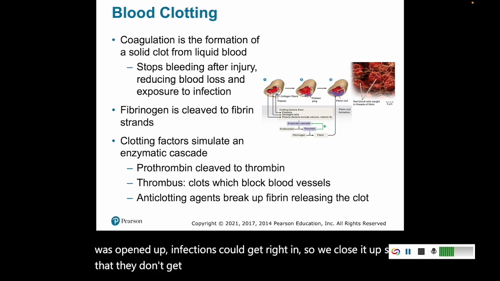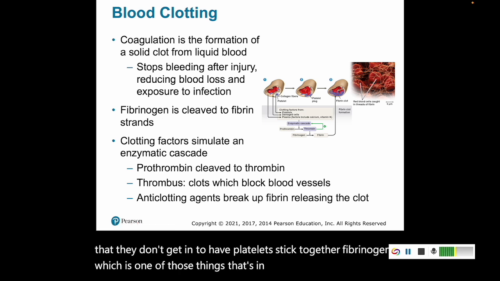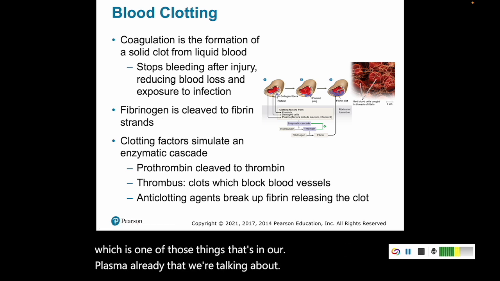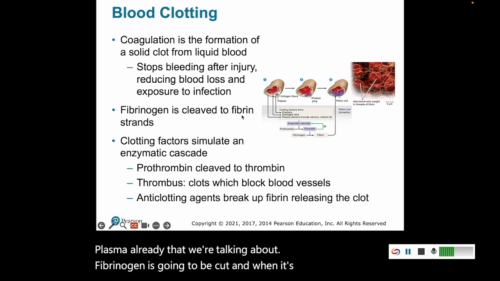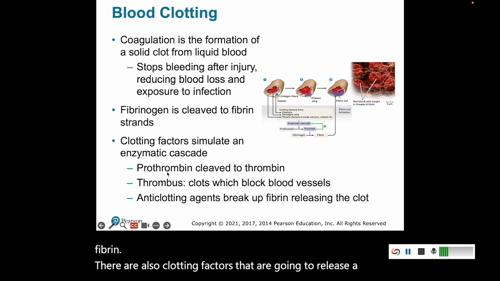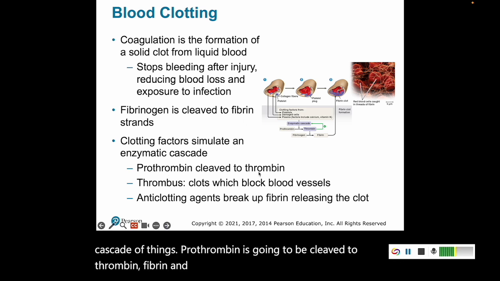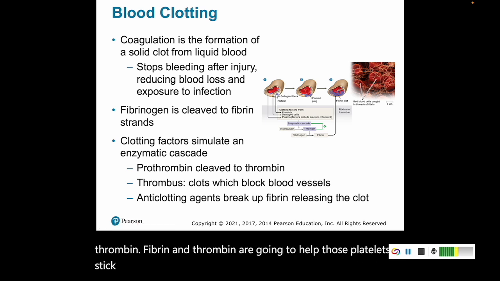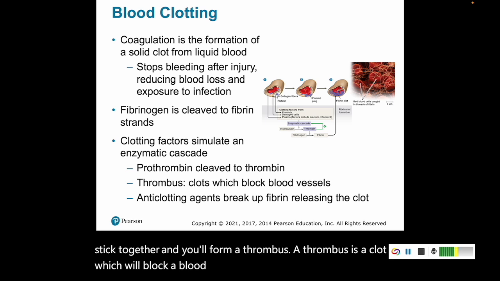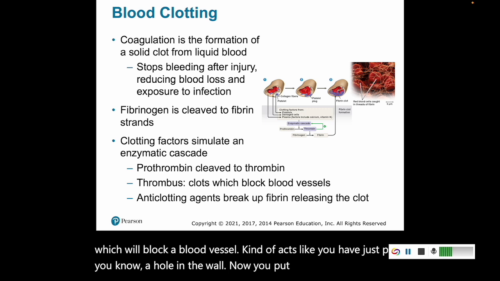To have platelets stick together, fibrinogen, which is one of those things that's in our plasma already that we're talking about, is going to be cut. And when it's cut, it's turned into fibrin. There are also clotting factors that are going to release a whole cascade of things. Prothrombin is going to be cleaved to thrombin. Fibrin and thrombin are going to help those platelets stick together, and you'll form a thrombus. A thrombus is a clot which will block a blood vessel. Kind of acts like you have just put a hole in the wall. Now you've put that paper and spackle and closed up that hole.